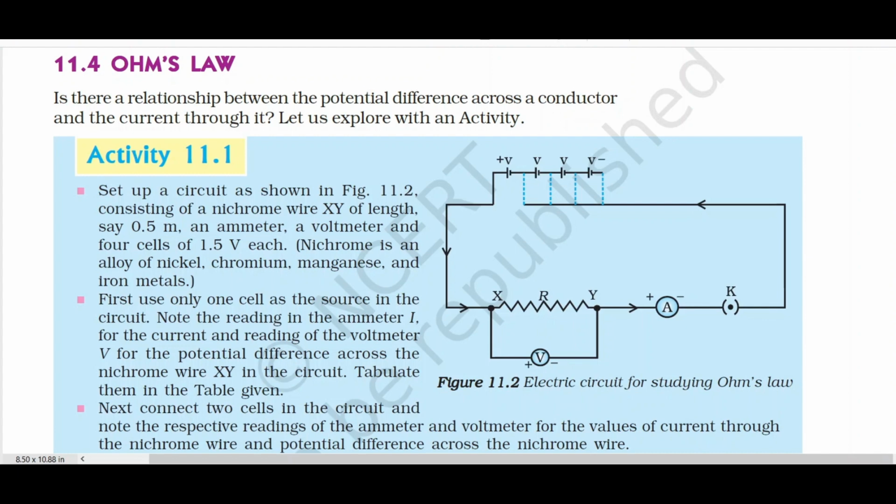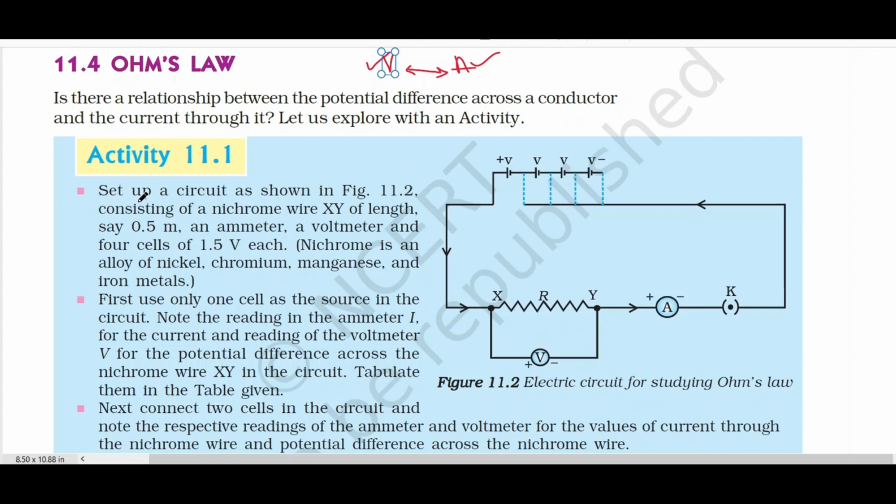Is there a relationship between the potential difference across a conductor and the current through it? तो हमने अभी तक क्या पढ़ा? हमने potential difference पढ़ा which is in volts, और हमने current पढ़ा which is in amperes. अब potential difference और current के बीच में कोई relationship होती है क्या? Does change in potential difference change the current in a circuit or not? Let us explore with an activity. तो हम एक activity से इसको explore करते हैं.